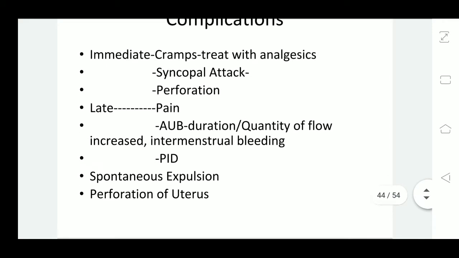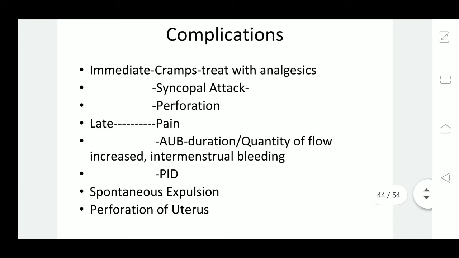Now what are the complications? The immediate complications can be cramps, which can be treated with analgesics, or she may sometimes have a syncopal attack, or immediately also there can be perforation if it is not properly done. These are the immediate complications. The late complications are pain in abdomen or abnormal uterine bleeding.